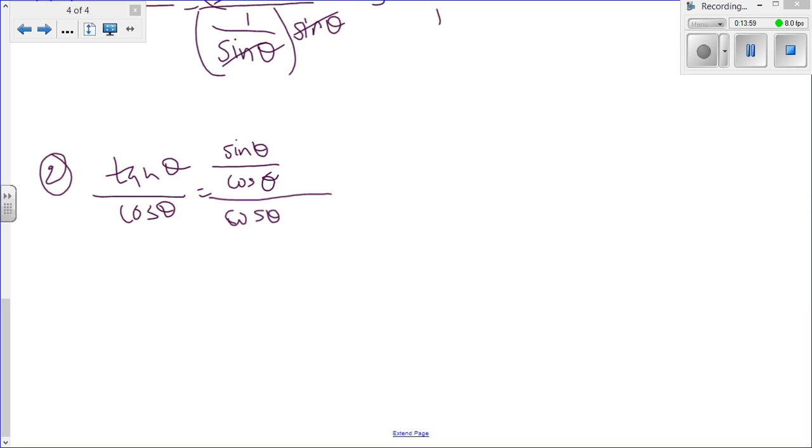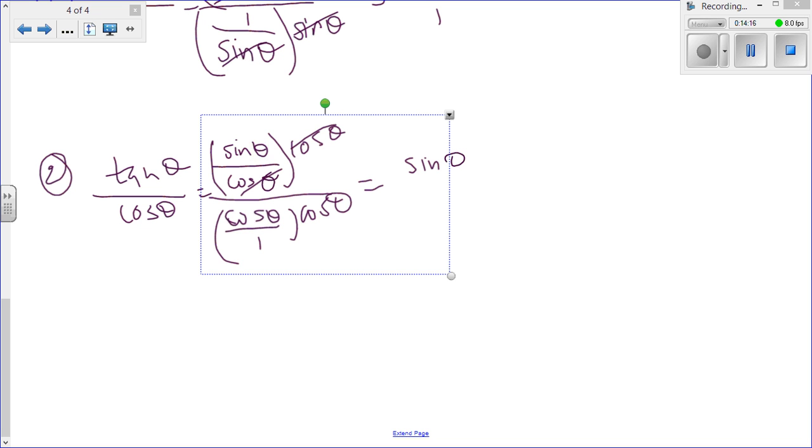I still have a complex fraction, and my only denominator, because this is a cosine over 1, would be cosine. So I need to multiply top and bottom by cosine theta, because that's my LCD. Here they cancel out. Nothing cancels out down here, so I'm left with sine theta over cosine squared theta.